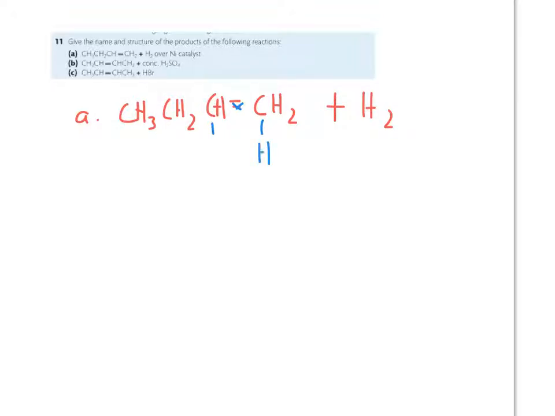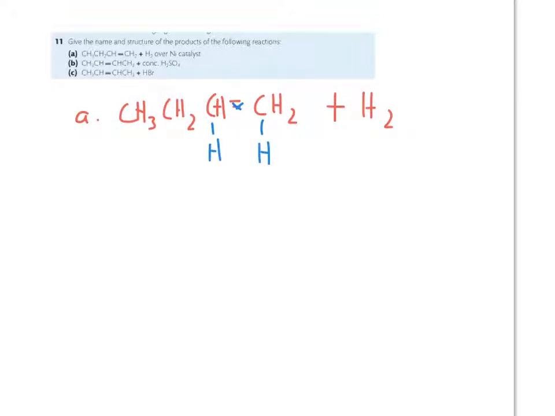Number 11 is looking at some of the possible addition reactions that alkenes will undergo. And the alkenes are far easier to figure out in my mind. So with 11A, I have CH3, CH2, CH, and they even show the double bond to a CH2, plus hydrogen over nickel catalyst. And so this bond is going to break apart and give me another place there, and then the hydrogen is going to break apart.